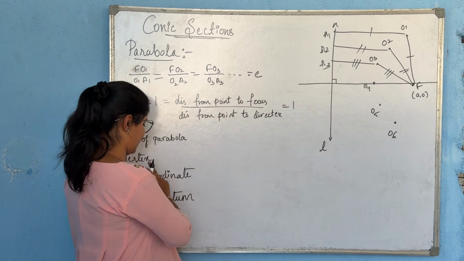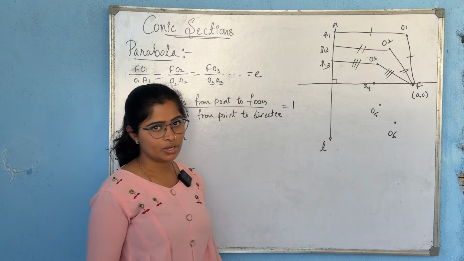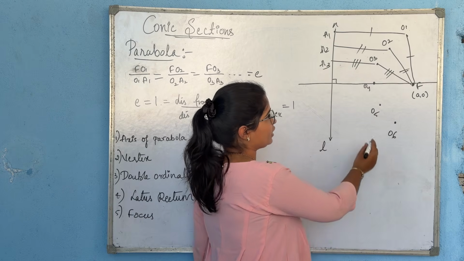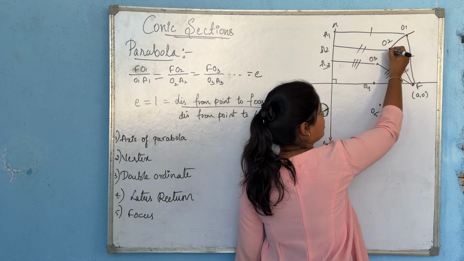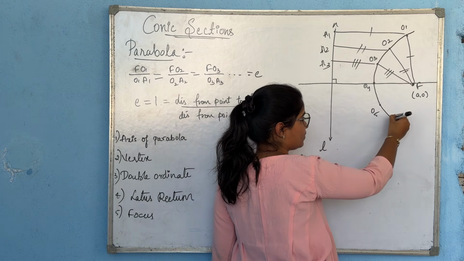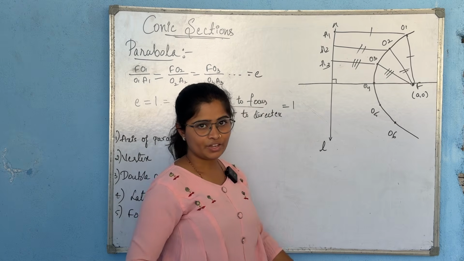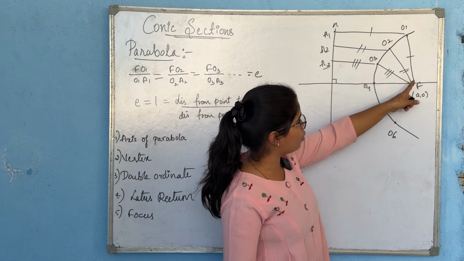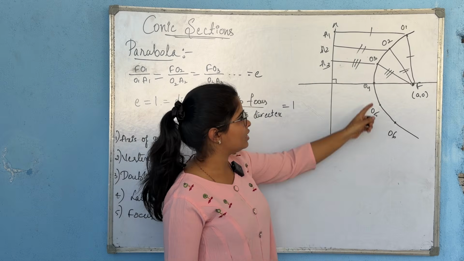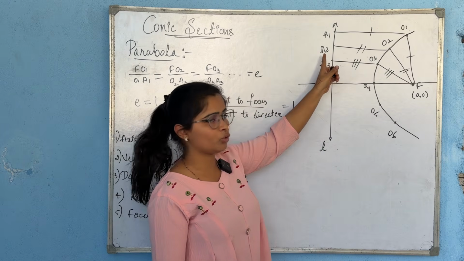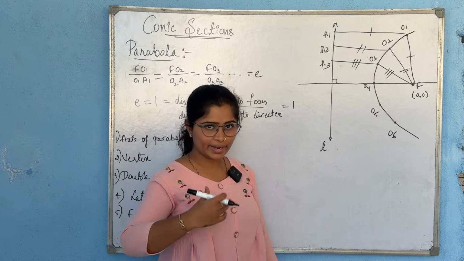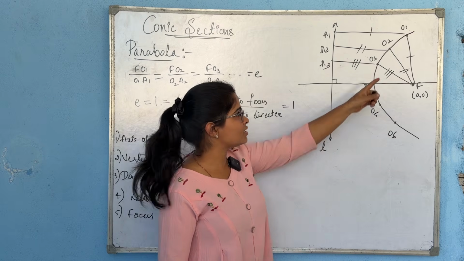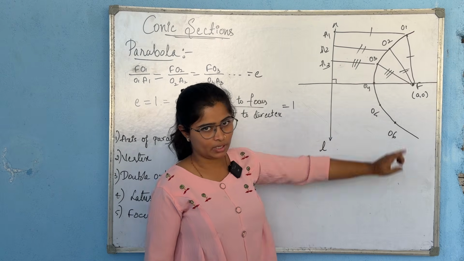And next is vertex. What is the vertex of a parabola? Now let us consider the parabola, that is, I am joining all such points in the plane which satisfy the condition of the ratio, that is O1F equals O1A1, O2F equals O2A2. All such points in the plane, when considered, give me the diagram of the parabola, clear.